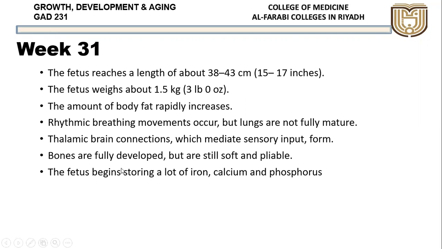The fetus begins storing a lot of iron, calcium, and phosphorus. So the fetus starts storing within its body a lot of extra iron, just like it starts storing the fat. Now it also starts storing the iron, calcium, and phosphorus. Where is it coming from? Everything is coming from the mother's blood. So all the nutrition, as we saw before, is all supplied by the mother's blood.